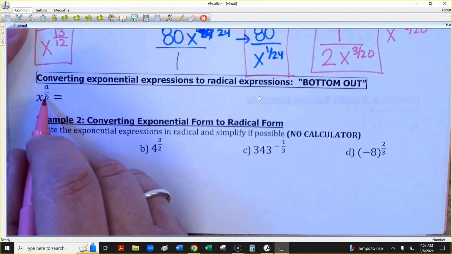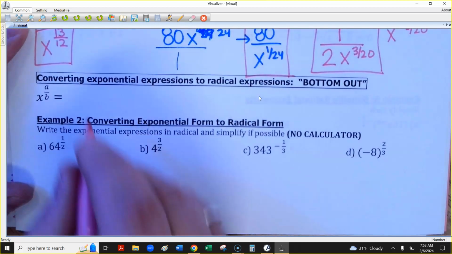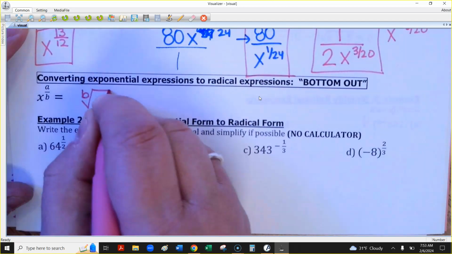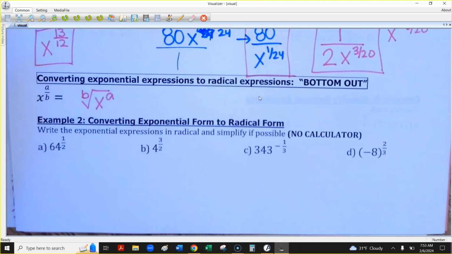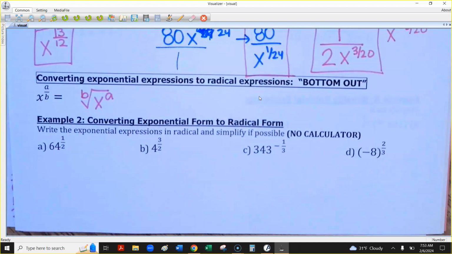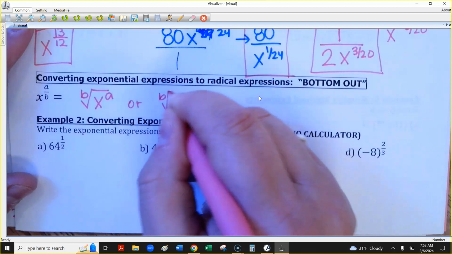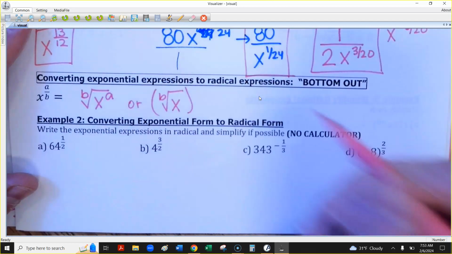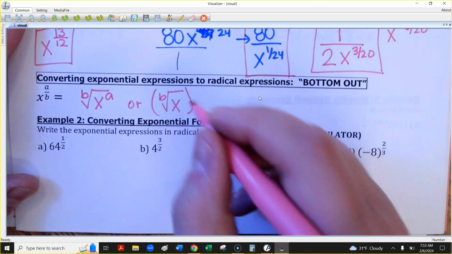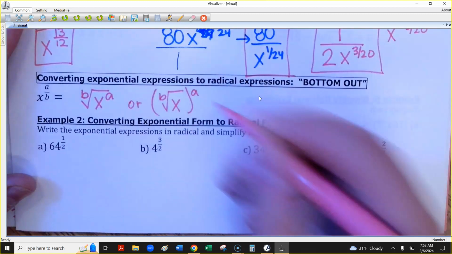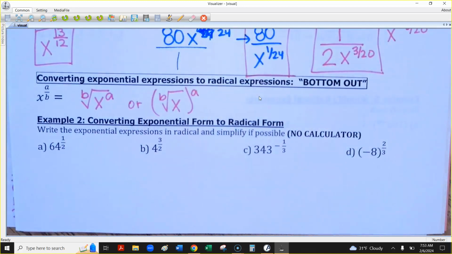All right, so this is x to the a/b. This is the b root of x to the a. The numerator is going to stay with whatever your base is there. The denominator, I just call it bottom out. It goes out and it becomes the index of the root. Now, I will write them like this, but I just want to show this to you. Technically, you can also write it in this format where you would take the b root of whatever that base is and then to the a power after. Those are the same thing, it's just different notation.